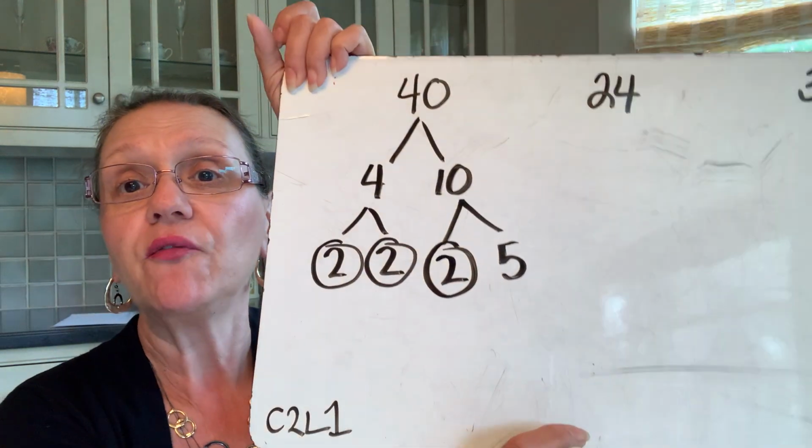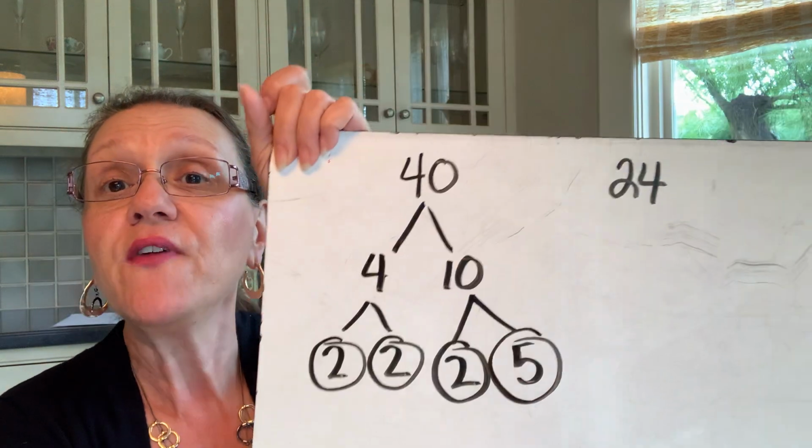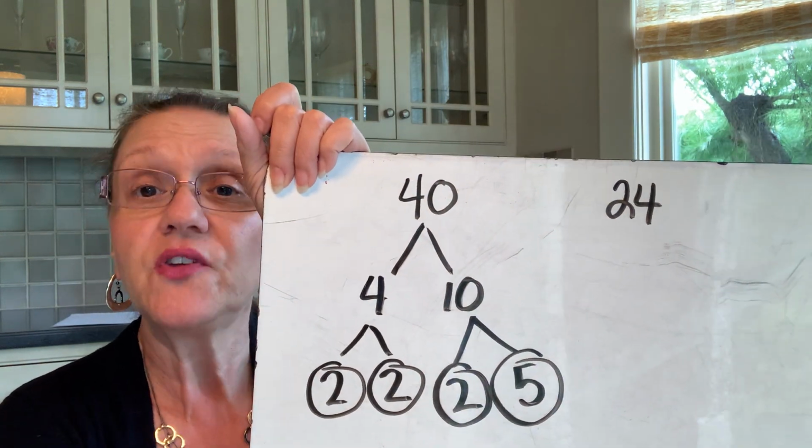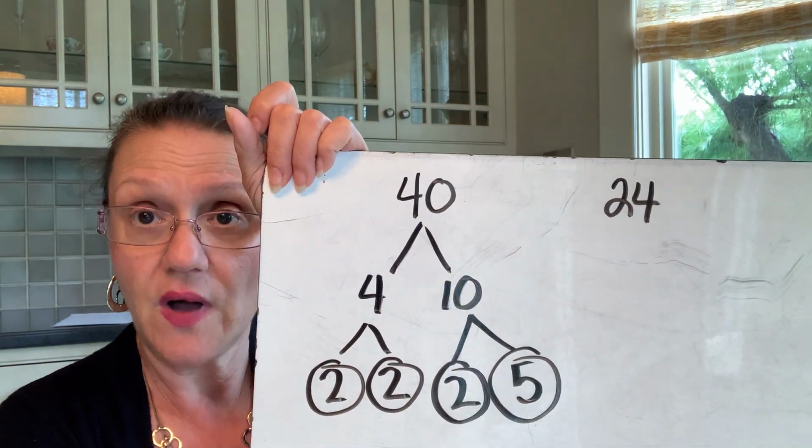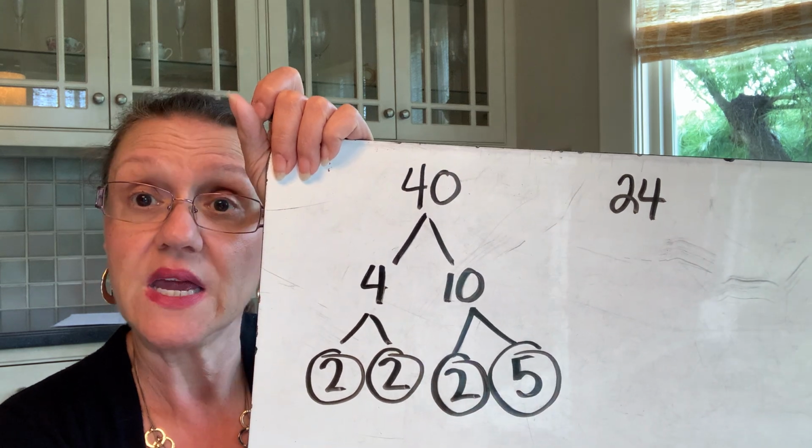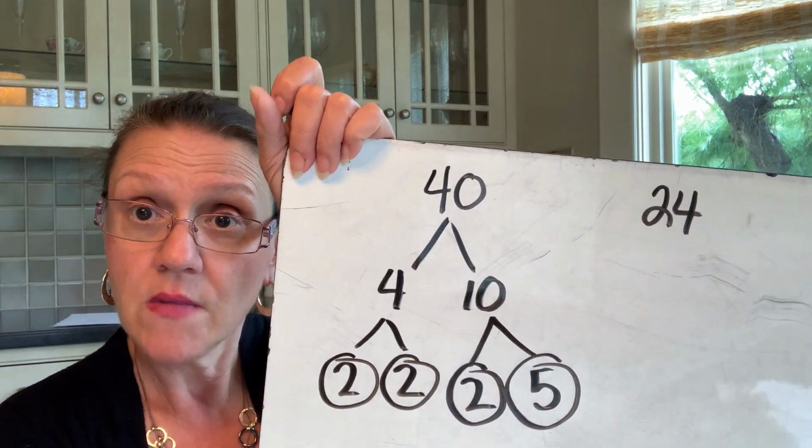Well, we already know that 2 is a prime factor. How about 5? Yes, it is. So our prime factors of 40 are 2 times 2 times 2 times 5, or 2 to the power of 3 times 5. Okay? So I'm going to pause this, and I'm going to do the other 2. Why don't you do the same thing? I'll see you back in a sec.